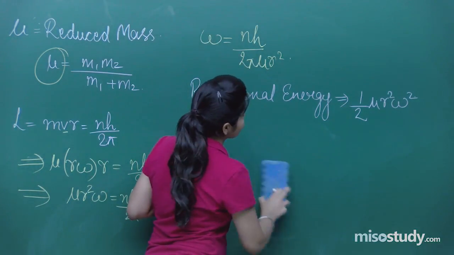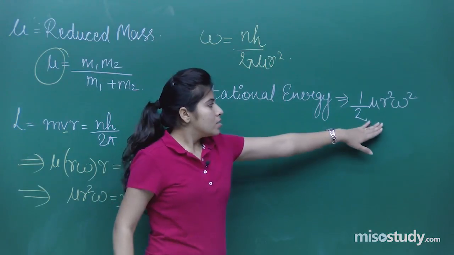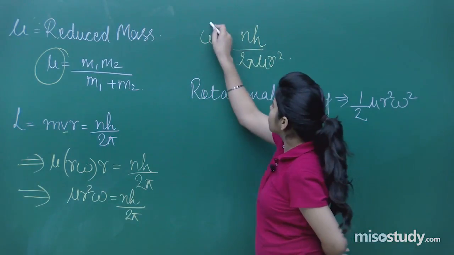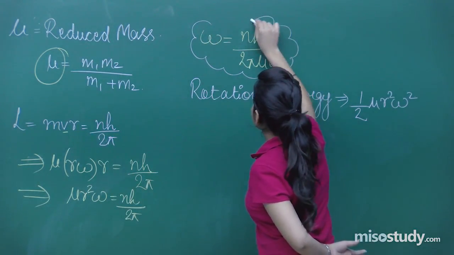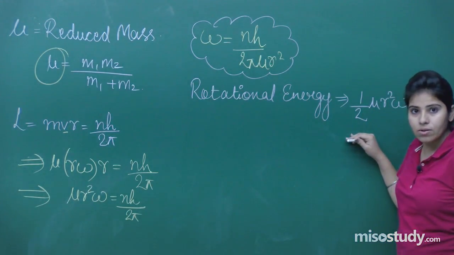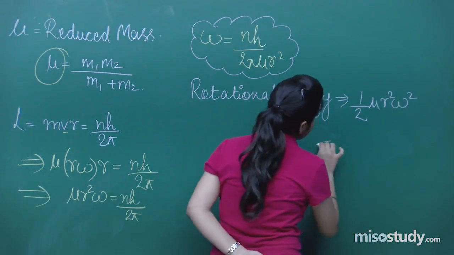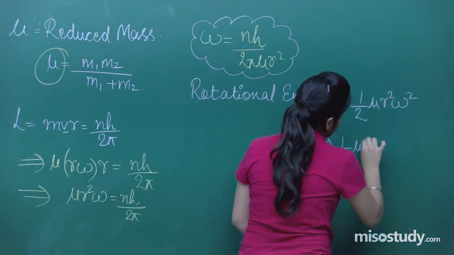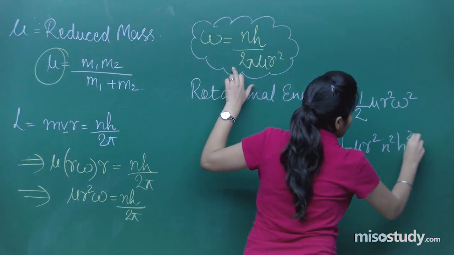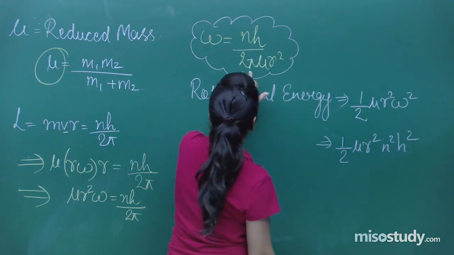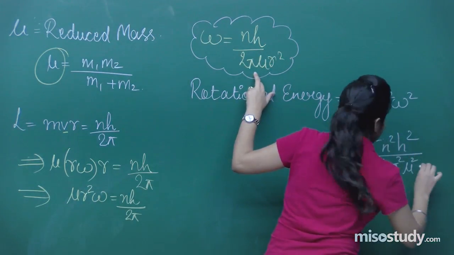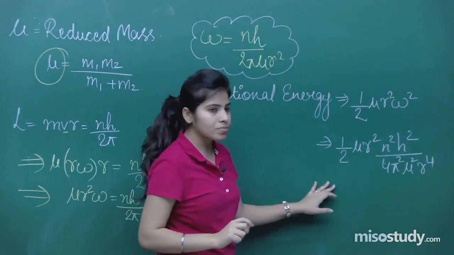Now let me just remove this because this is not required now. Okay. So because we have found the value of omega from here, this is the value of omega, what we can do is put this value of omega into this equation, right? So I am going to put this value over here, that will be half mu r square into omega square, that will be n square h square by 4 pi square mu square r raised to the power 4.